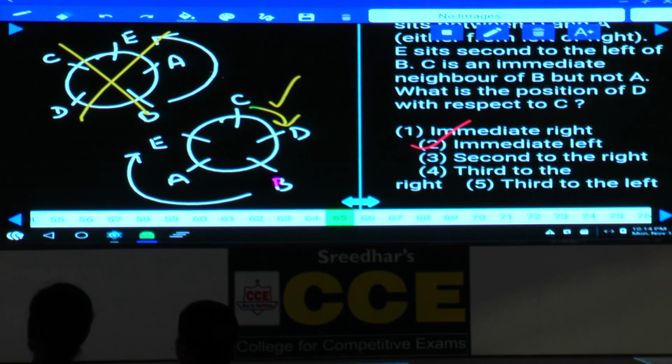Hence first you need to analyze what the questions are, whether you can solve in just one blink of your eye or not.